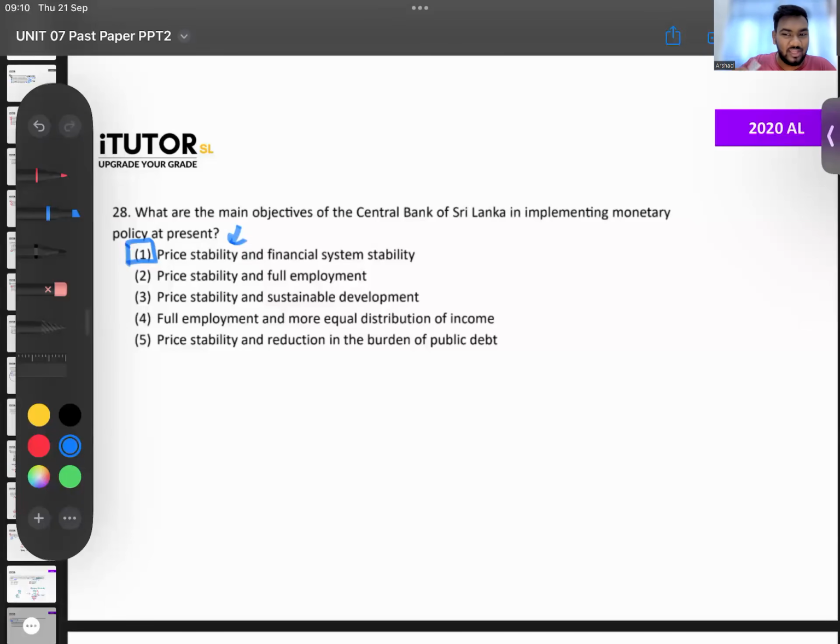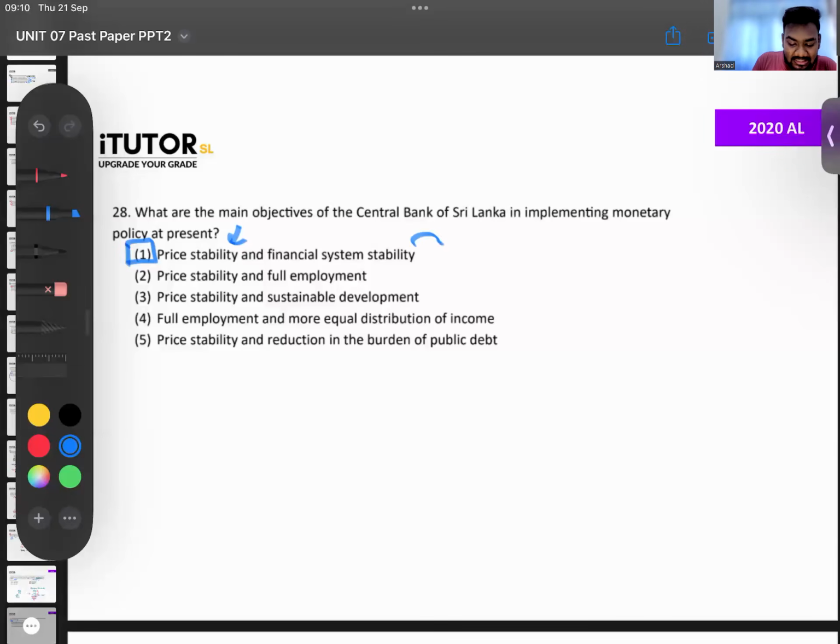In a commercial bank, you have to choose between profitability and liquidity. No, if you increase profitability, liquidity goes down. Here, it's nothing like that. You can have price stability and financial system stability both together. But governor said, by any chance, if they had to choose, they will go with price stability.